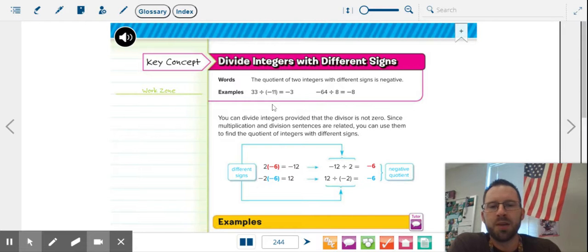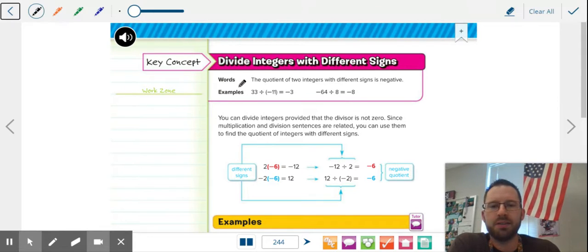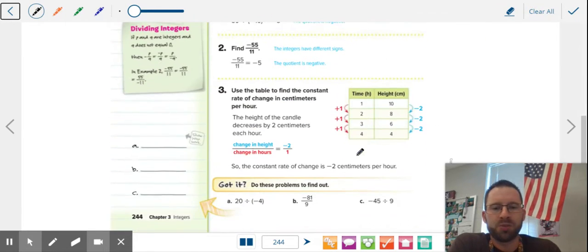So if you have two integers that have different signs, you have a positive divided by a negative, or a negative divided by a positive, your answer will always be negative, okay? And then just do your division. I always get the sign out of the way first. I write the sign over in the answer, and then I come back and do the division. So let's take a look.